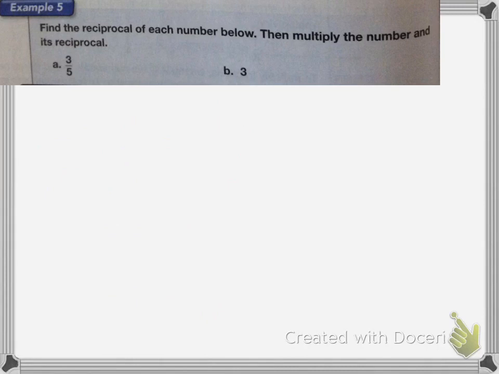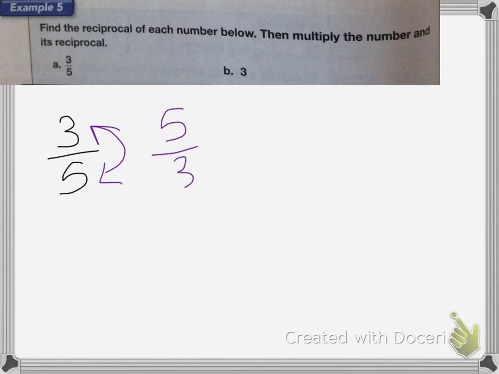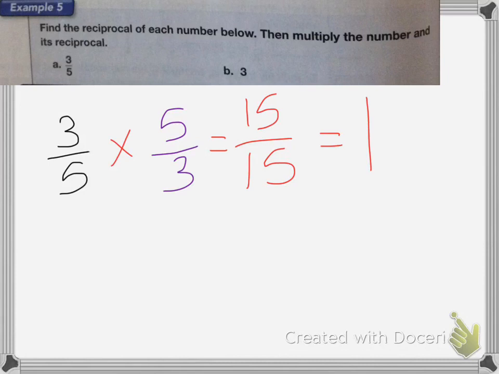Alright, here it wants me to find the reciprocal of each number below and then multiply the number and its reciprocal. So you learned that you find the reciprocal by inverting the fraction, by switching the numerator and the denominator. So if I have 3/5, the reciprocal is going to be the numerator and denominator swapped or flipped. So 3/5, the reciprocal is going to be 5/3. Okay, and then it wants you to multiply it. So if I multiply those two numbers together, 3 times 5 is 15. 5 times 3 is 15. 15/15 is equal to 1.